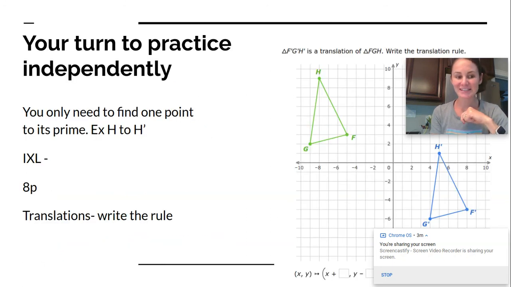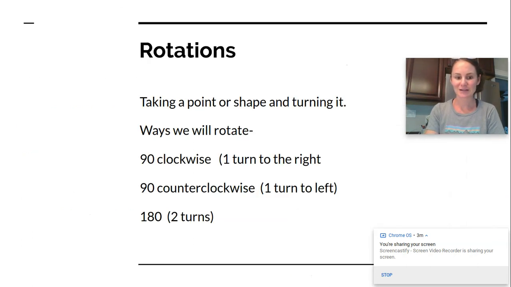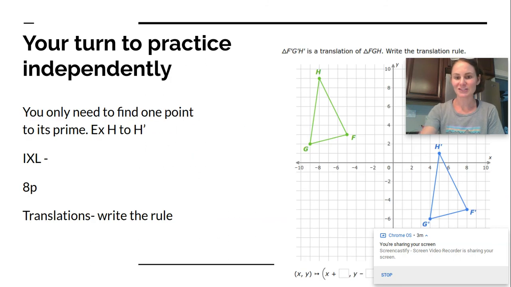You have an IXL assignment to do. This is in the 8th grade under P, and it's translating writing the rule. You just need to take one of those letters. I know it's a whole shape now, but take one of those letters like H and figure out how much they moved along the X and how much they moved on the Y. For this one here, you can start counting the boxes, how many over. Notice that they moved from the green to the blue, so it's going to be positive on your X, but it moved down, so you're going to have a negative Y there.